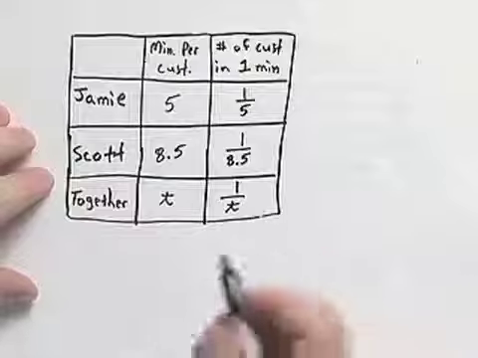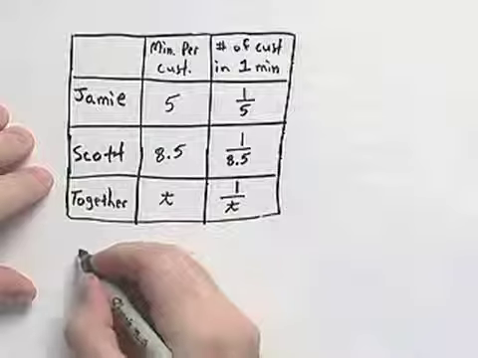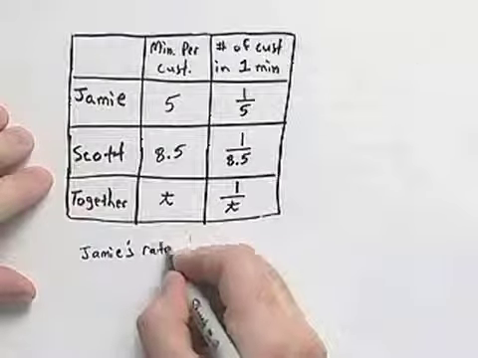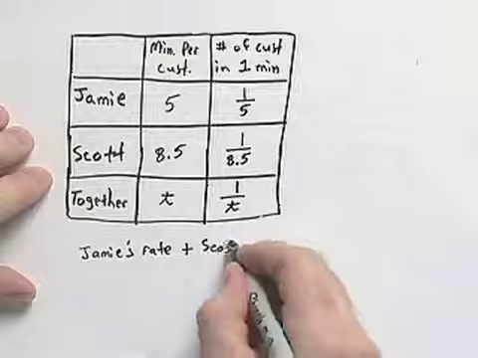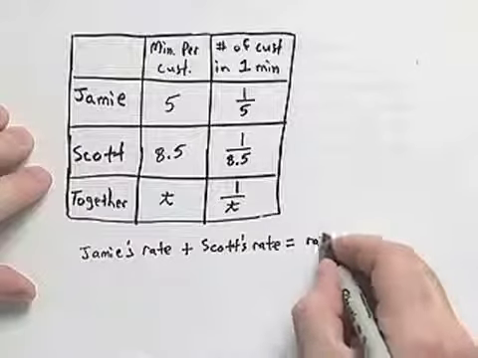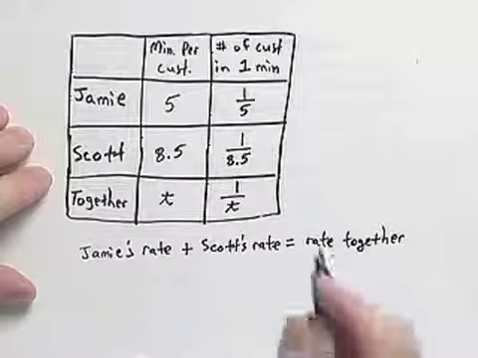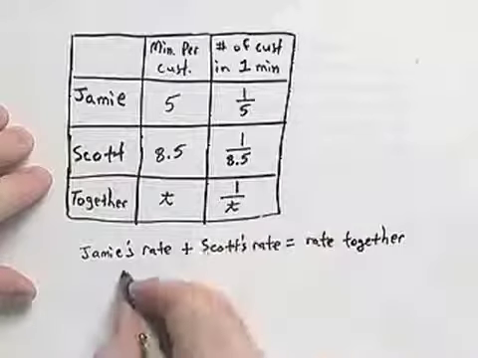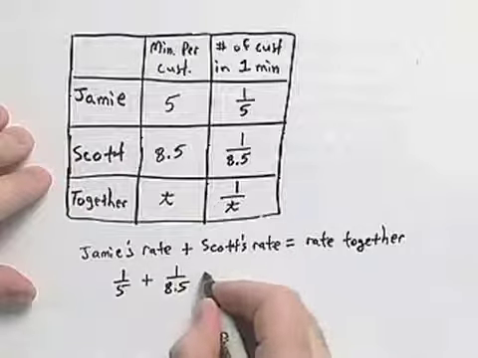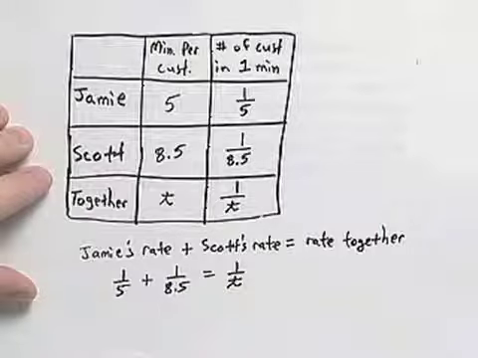Now, this leads us to an equation. We can't add times, but we can add the rates. And so we can write a word equation that says Jamie's rate plus Scott's rate equals the rate together. Since we know Jamie's rate is 1/5, Scott's rate is 1 over 8.5, and together it's 1 over t, we get an equation that we can now solve for t.